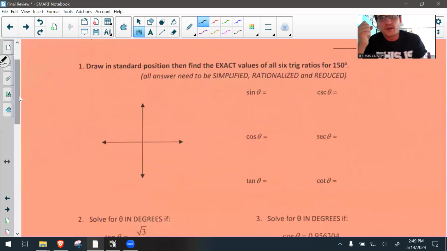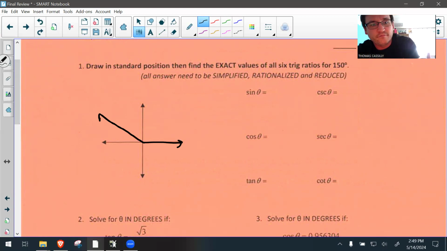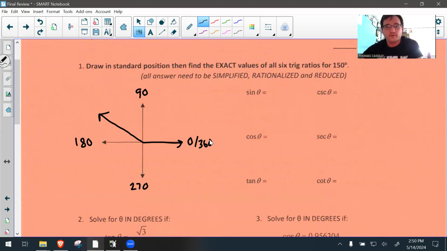So they want us to draw everything in standard position. I can't really use red on this page, so I'm going to stick with black. Draw in standard position, then find the exact values for the ratios of 150 degrees. Remember, we have our quadrants. We have a 90-degree angle here, a 180, this is 270, and then this one is 0 or 360, depending on how you look at it. Maybe you're not turning at all, maybe you're turning a full circle.